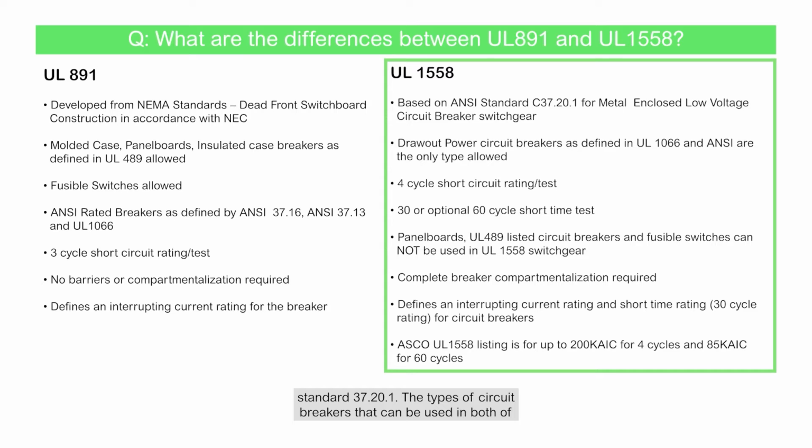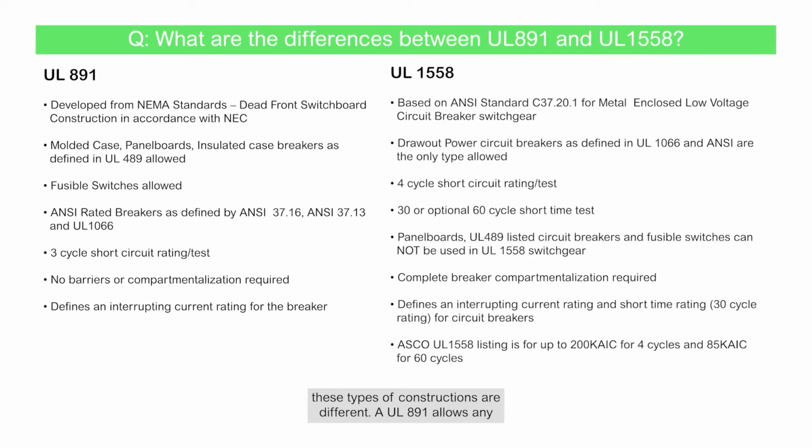The types of circuit breakers that can be used in both of these types of constructions are different. UL891 allows any overcurrent device: molded case circuit breakers, panelboards, power breakers, and so on. Any UL489 listed circuit breaker can be used. You can use a fusible switch, and you can use ANSI-rated circuit breakers that are listed to UL1066. On the other hand, UL1558 requires a UL1066 draw-out power circuit breaker. Circuit breakers don't have to be draw-out in UL891 designs.